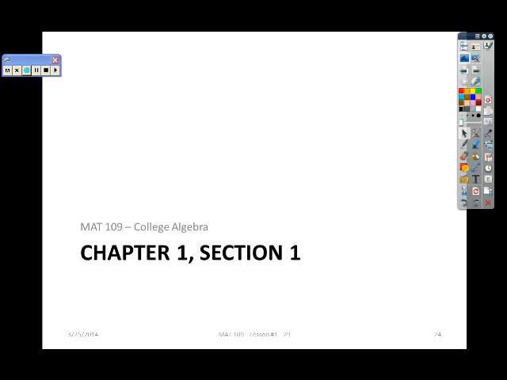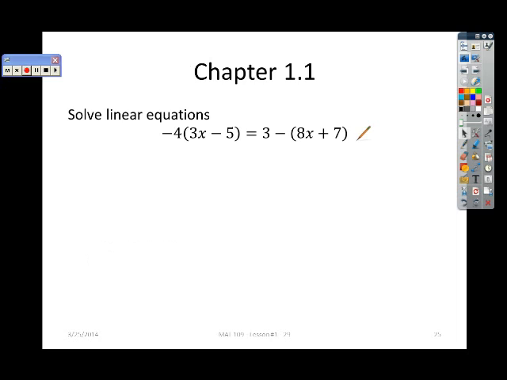Now we're going to move into Chapter 1. I'm not going to spend a lot of time on this. By now in college algebra, you should be able to solve linear equations, because you've been doing that for at least 2 courses if you've been taking courses here.